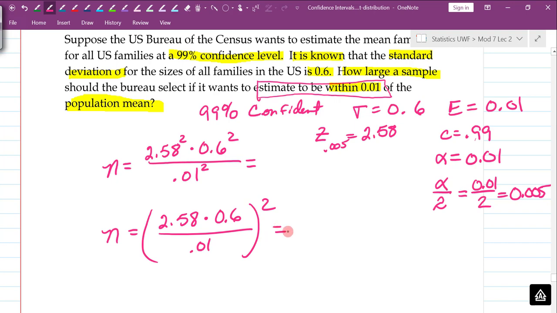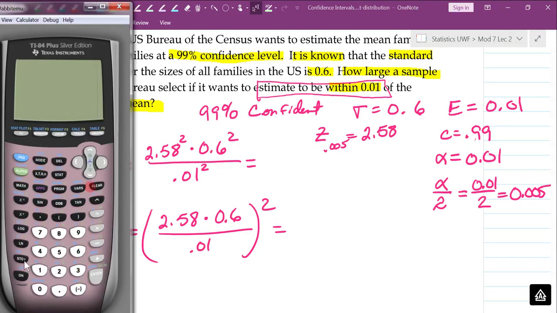So let's go ahead and, oops, not that. Hold on, don't worry, I got this. Here we go. So we're going to turn on our calculator and clear it out. 2.58 times 0.6 divided by 0.01 equals. Okay, now we need to square that number. So I hit this up here because that gives me my answer, whatever the last number I calculated, and I'm going to square it.